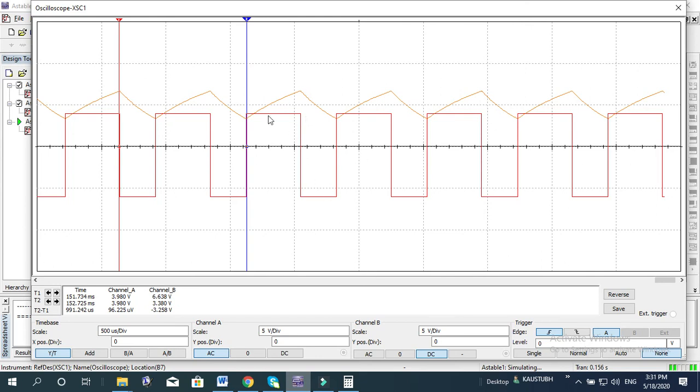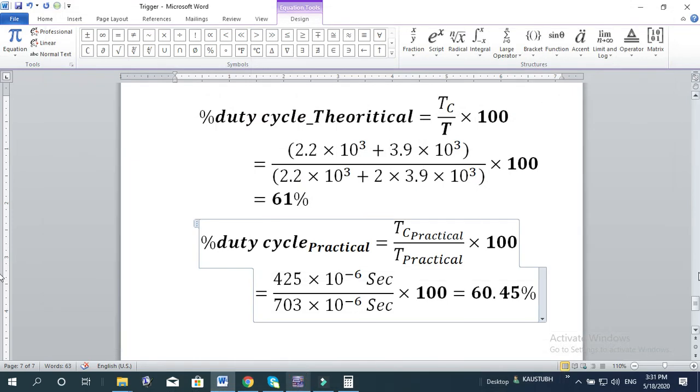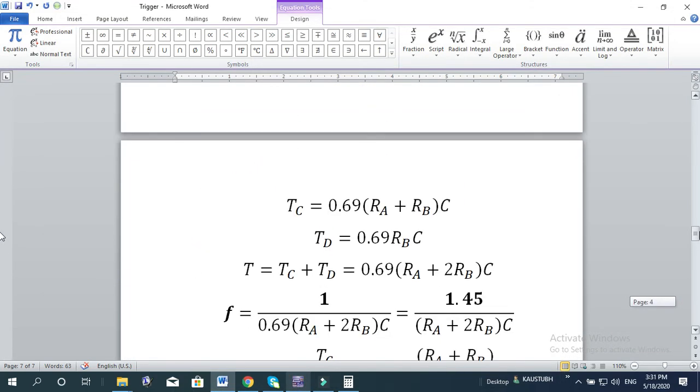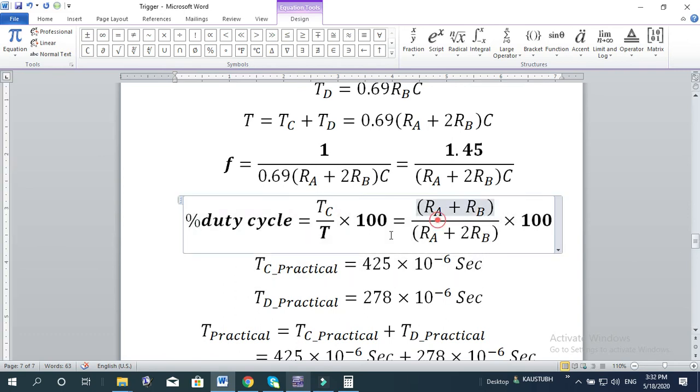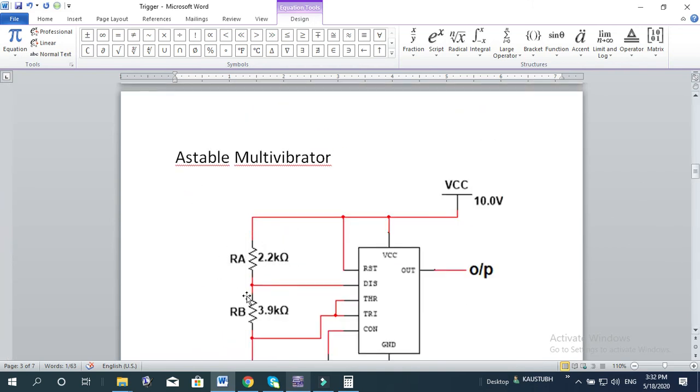Now to make it 50%, if I make it 50% duty cycle, then it becomes exactly a square wave. So that means the same circuit can be used exactly as a square wave circuit by making this duty cycle 50%. Now if we look at the formula of the duty cycle here, to make it 50%, RA must be 0. If RA is 0, then only RB remains, so it is 50%. So that means in this circuit you have to make this RA 0.